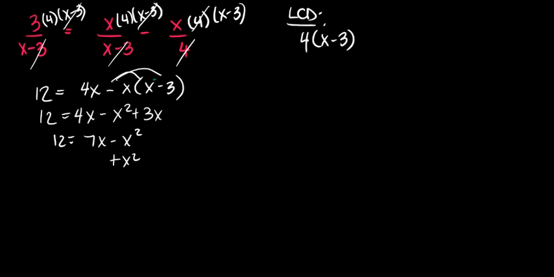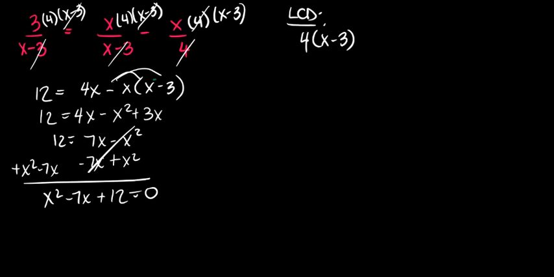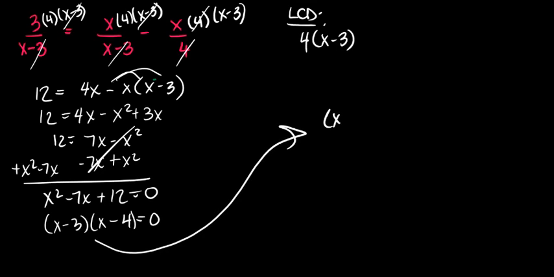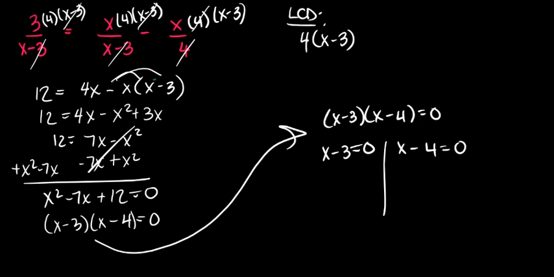So if I add x squared and subtract 7x on both sides, it leaves me with x squared minus 7x plus 12 equals 0. And this is something that's factorable. This factors into x minus 3 times x minus 4. Okay. I have 2 sets of parentheses being multiplied together, and the result is 0, so one of them has to equal 0. We're looking for all solutions, so we're going to set both of them equal to 0. So x is 3 and x is 4.